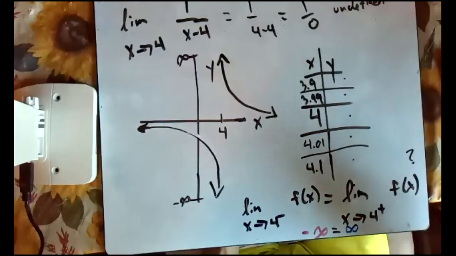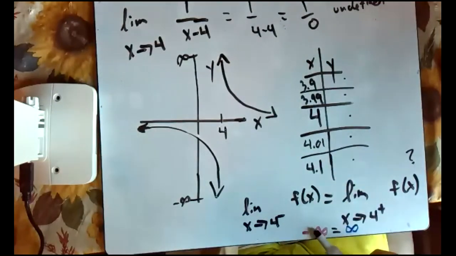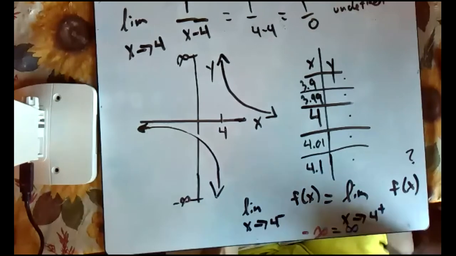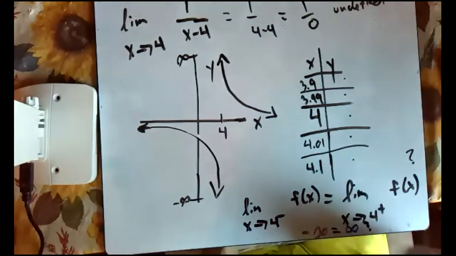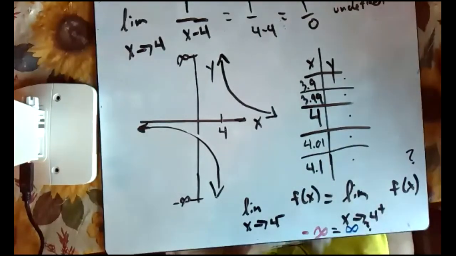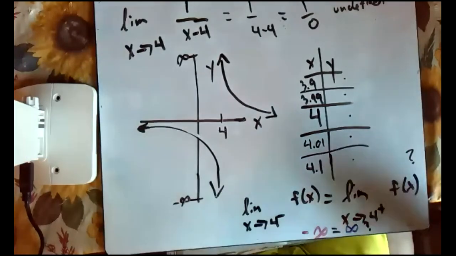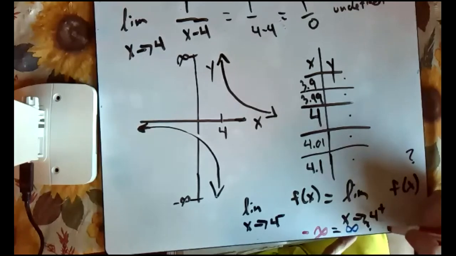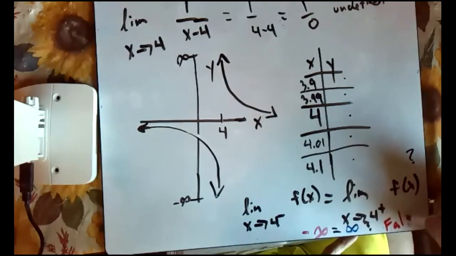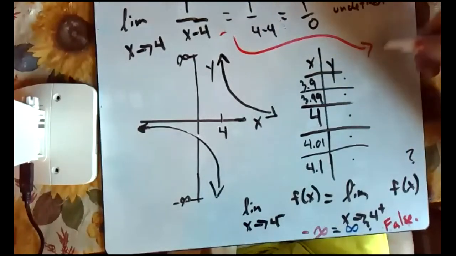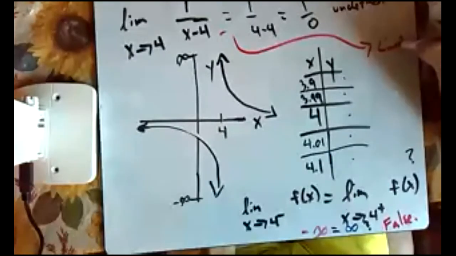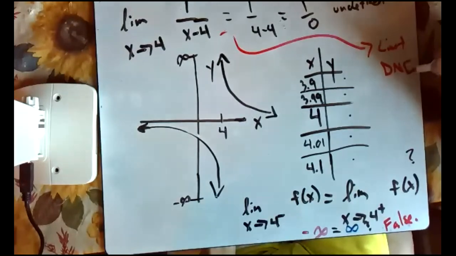Now remember, in order for that limit to exist, the left-hand side limit must be equal to the right-hand side limit. Is negative infinity equal to positive infinity? No, that's false. So does the limit exist right here? The limit does not exist.